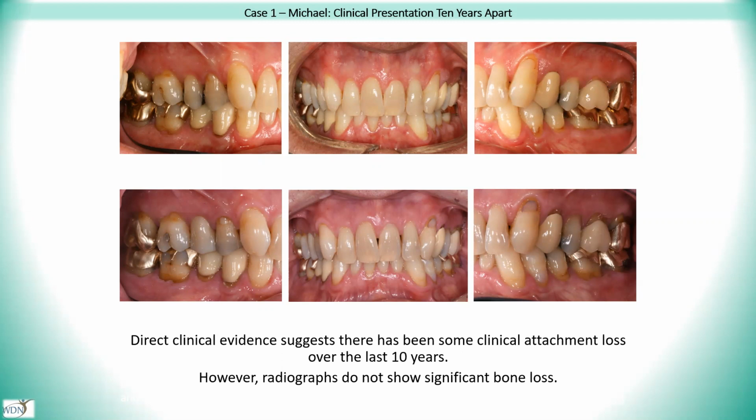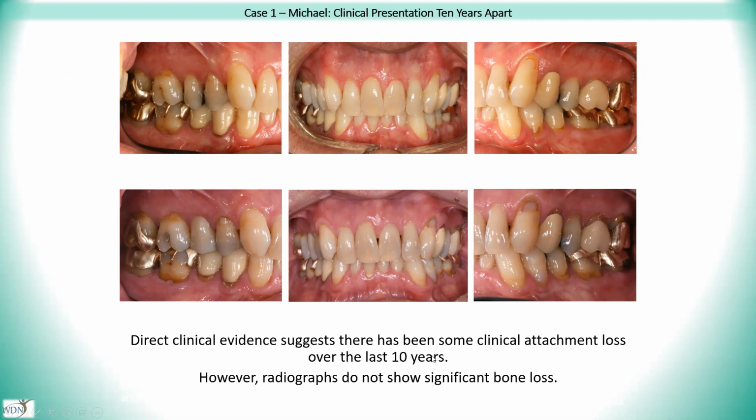Well, here's what I have clinical evidence to suggest. I have direct clinical evidence that suggests there's been some clinical attachment loss over the past 10 years. So I know there's been attachment loss, so he's not going to get grade A, because grade A is zero bone loss on sequential radiographs.